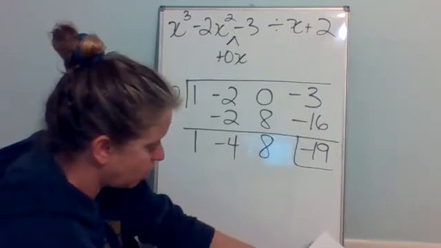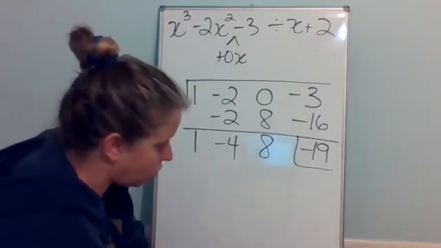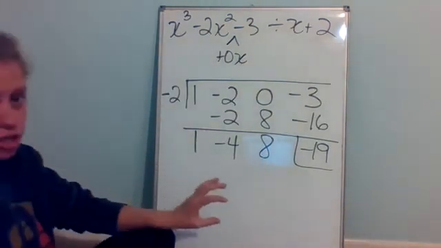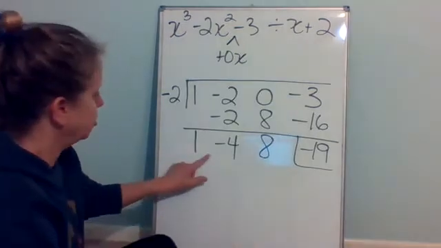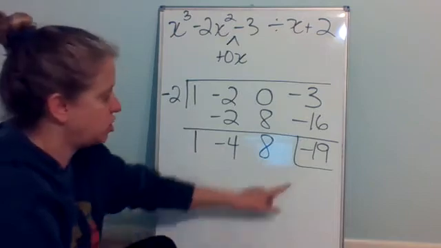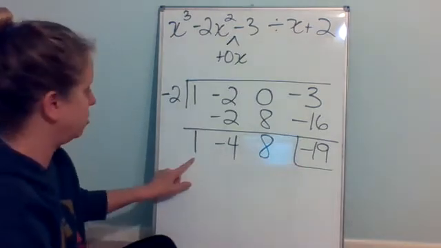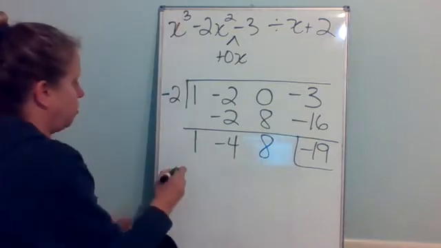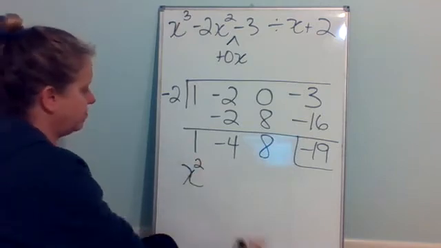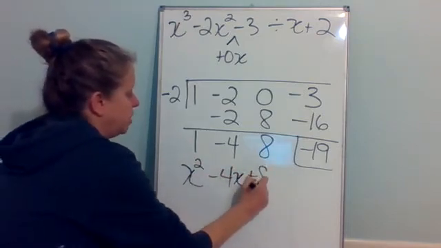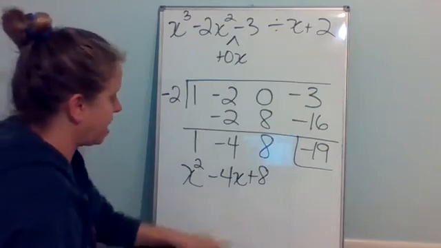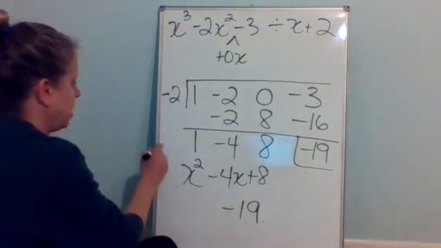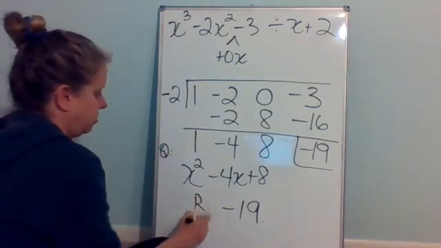Now, this one asks for the answer in kind of a different way. It says the quotient is blank and the remainder is blank. The answer to a division problem is your quotient. So these numbers are going to represent your quotient, and then that's going to represent your remainder. So when your quotient, you started off with one less exponent than this, so it's going to be 1x squared minus 4x plus 8, and then your remainder is -19. So that's your quotient, and that's your remainder.